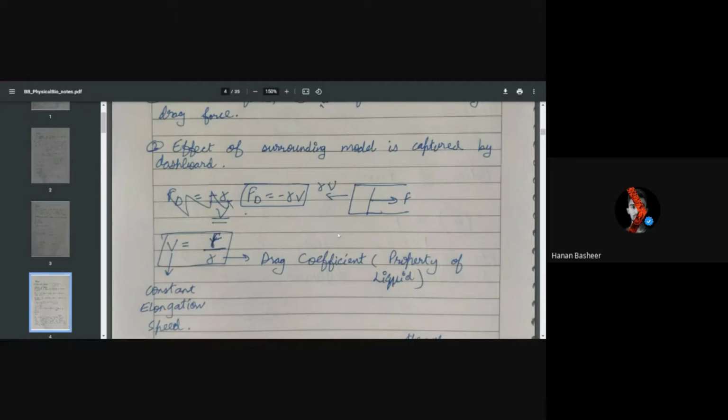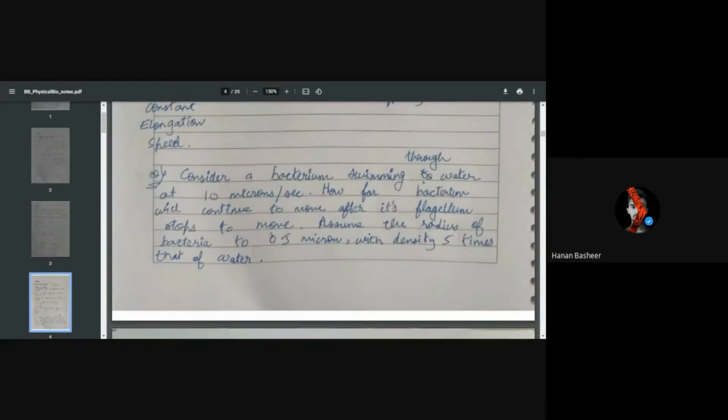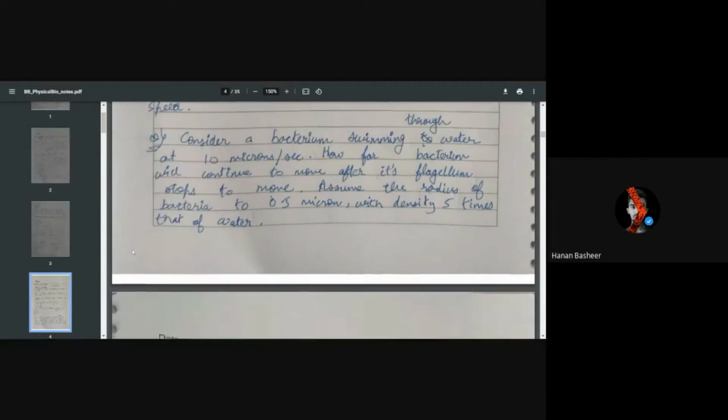In the case of any object sinking into a fluid, gamma is 6 pi eta r. Now we have a question: if a bacterium is swimming through water at 10 microns per second, how far will the bacterium continue to move after its flagellum stops moving? Assume the radius of the bacterium to be 0.5 micron with density 5 times that of water.